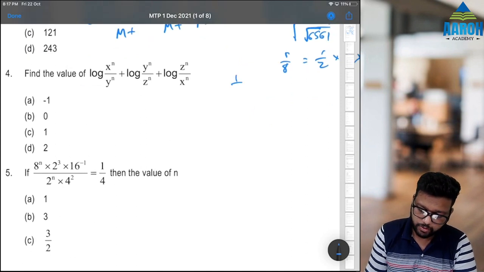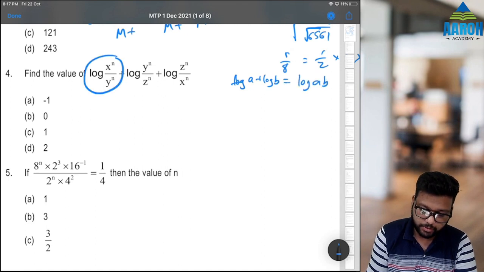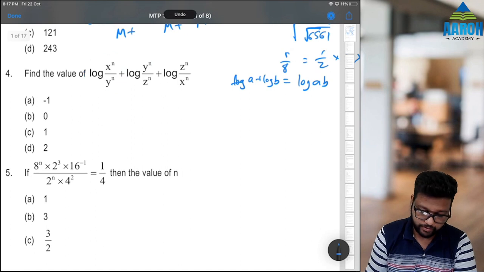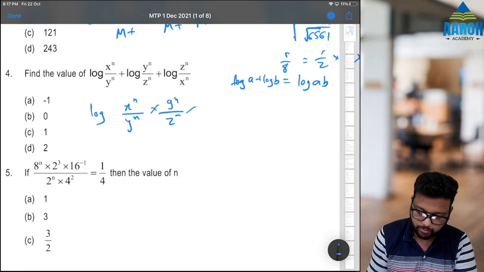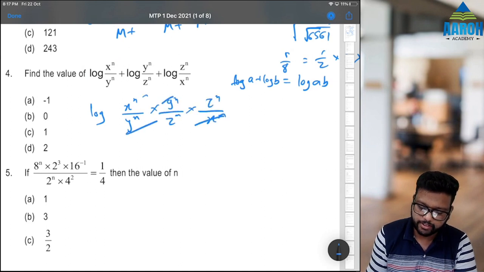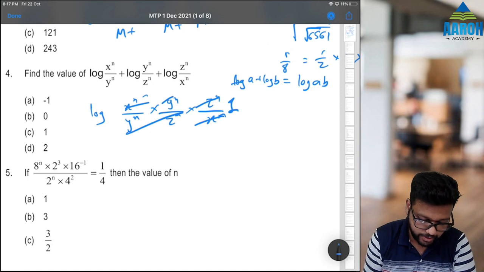Fourth, find the value of this. This is easy because we know log a plus log b is equal to log ab, right? So log of this plus log of this means log of product. So it will be log of x raised to n by y raised to n into y raised to n by z raised to n into z raised to n by x raised to n. Everything is cancelled. So log of 1, log 1 is 0.